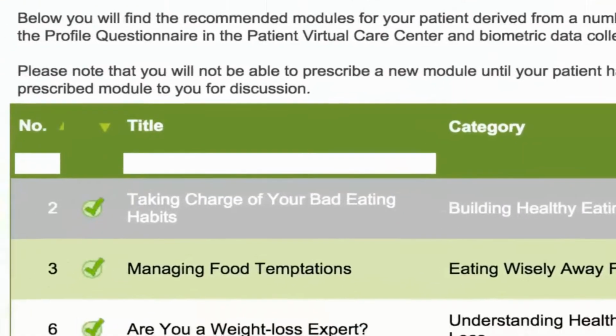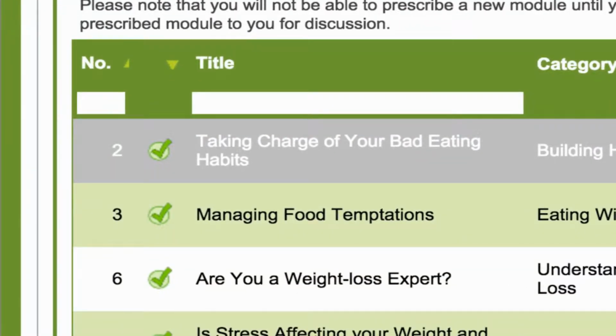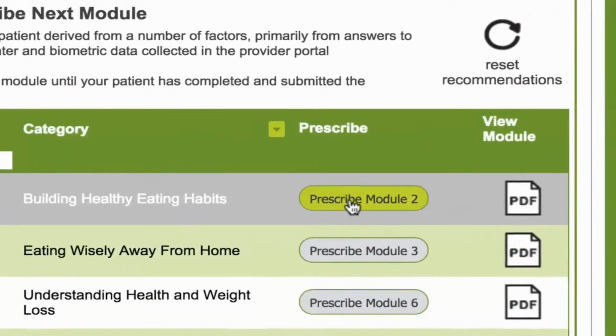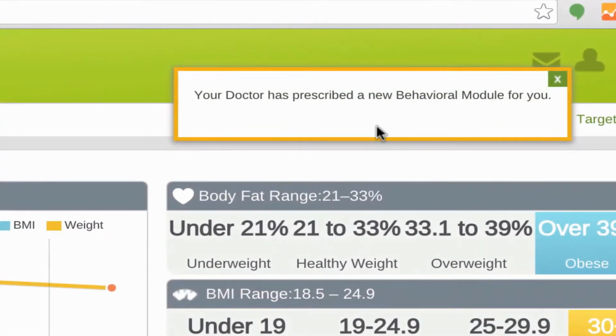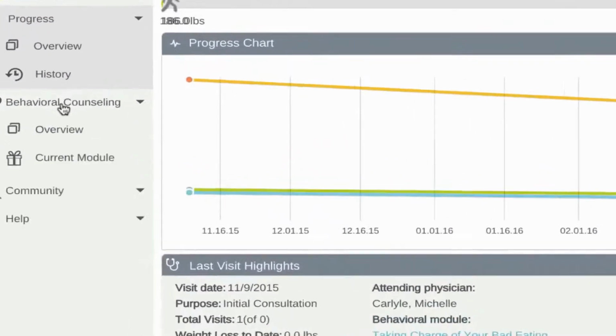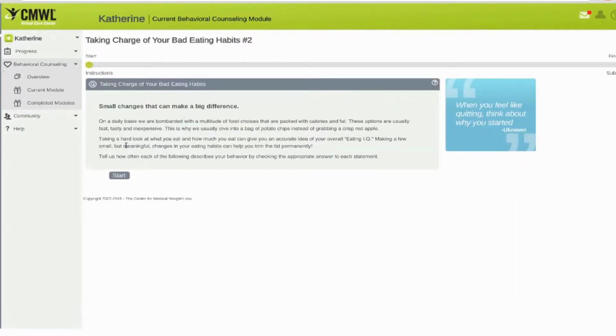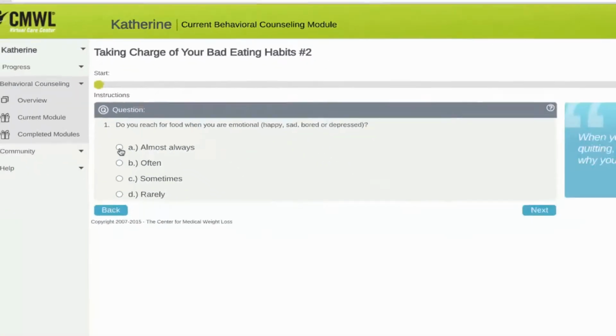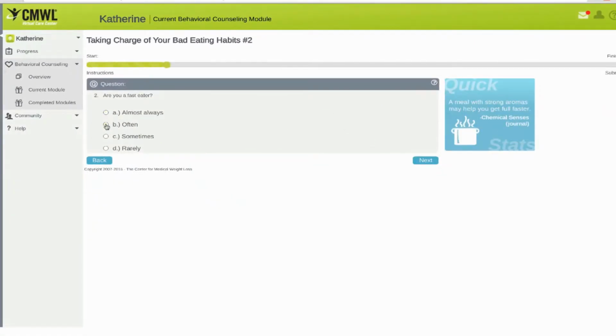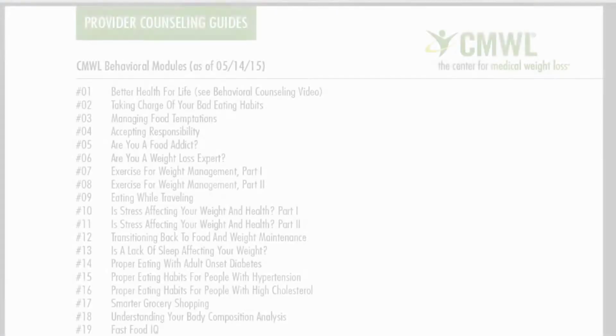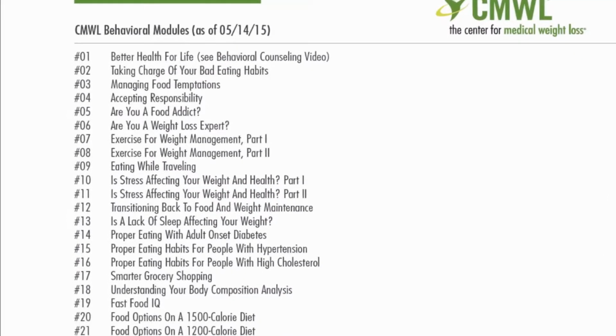Implementing your weight loss patients' behavioral counseling plans is easy with Obesity TX. Again, based on the answers in their weight-focused HRA, as well as other data collected during the weight loss process, the system provides recommendations for the most relevant behavioral counseling modules. For each visit, all you have to do is prescribe the next recommended module for the patient online. He or she receives notification of the newly prescribed behavioral module in the patient portal, and that it must be completed before the next follow-up visit because that is the topic you will be discussing. The behavioral modules mainly come in simple multiple choice or true or false formats, and each is accompanied by a provider counseling guide that will help you deliver the most effective counseling session.